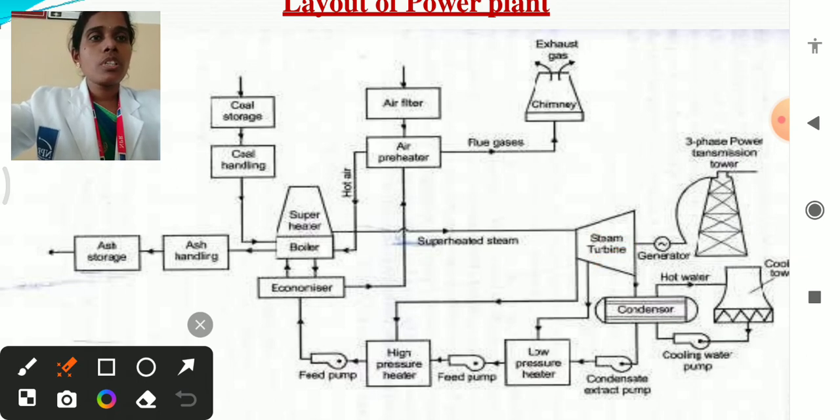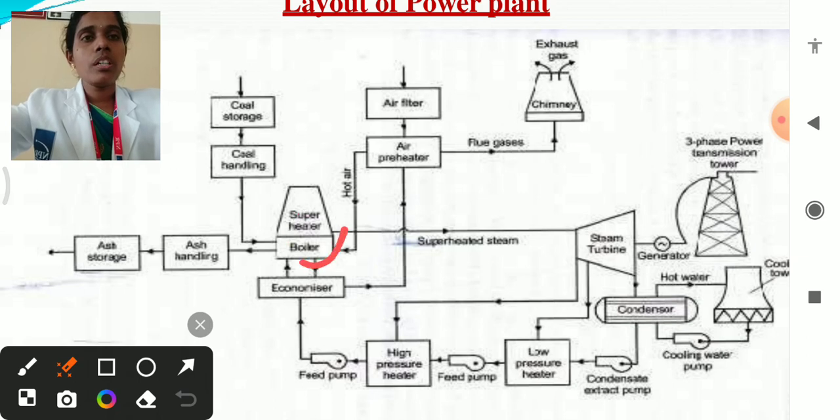The steam turbine gets the superheated steam, and then it is converted into mechanical energy. The heat present in the superheated steam gets converted into mechanical energy with the help of this steam turbine. The steam turbine, which is coupled with the generator, converts the mechanical energy to electrical output.